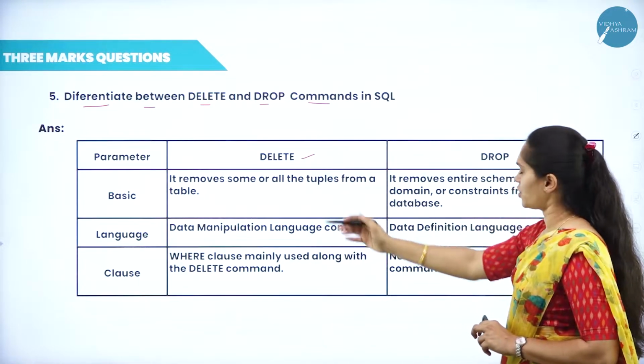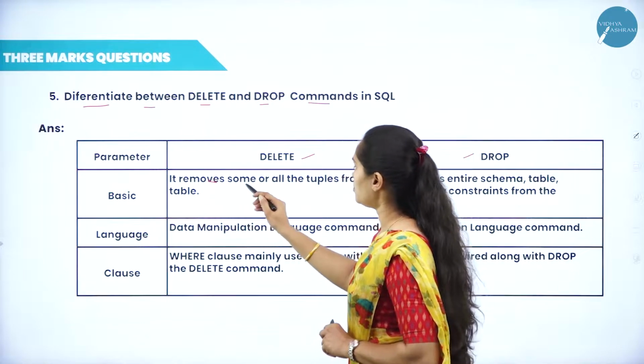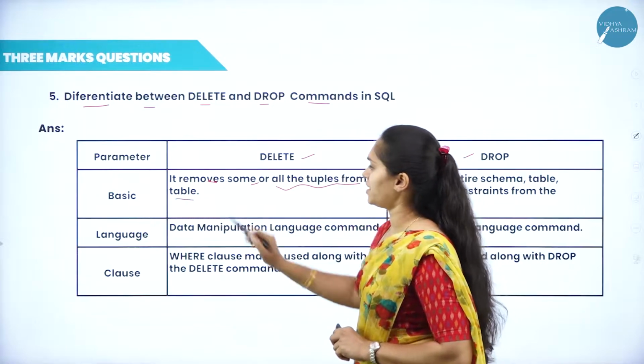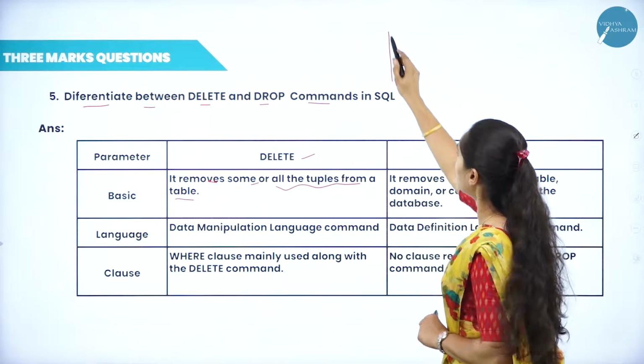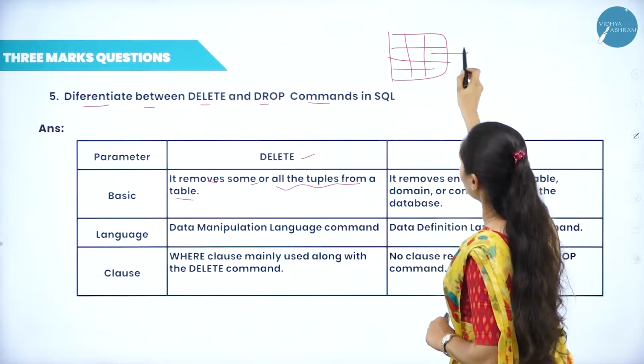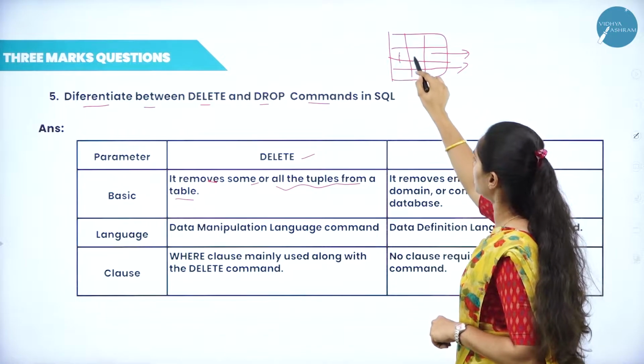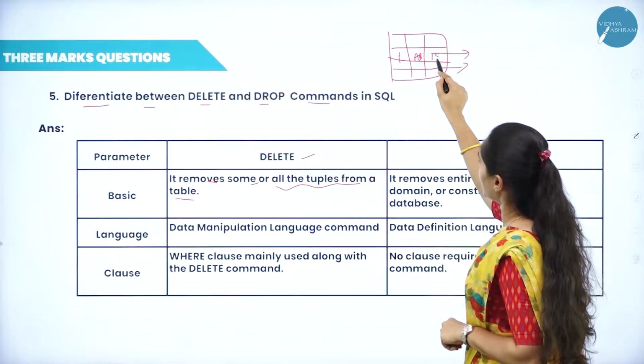It is related to delete and it is related to drop. So when it comes to delete, it removes some or all the tuples from a table. As we all know, we have a table that consists of rows as well as columns, and all these will be considered as what? Tuple. So it will remove the content of this tuple. It removes all this content.